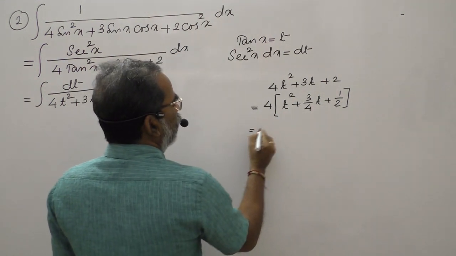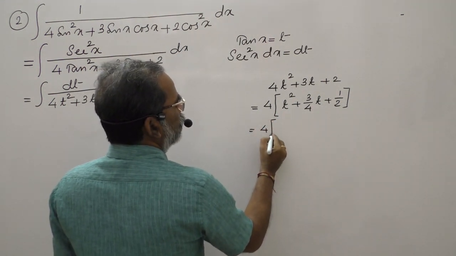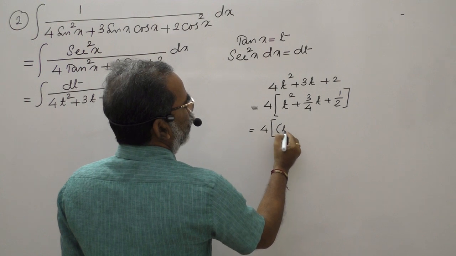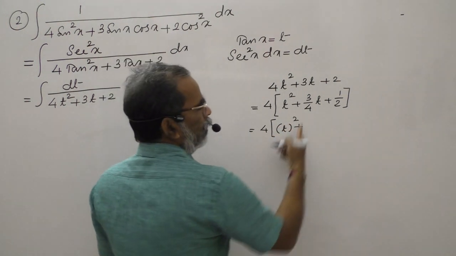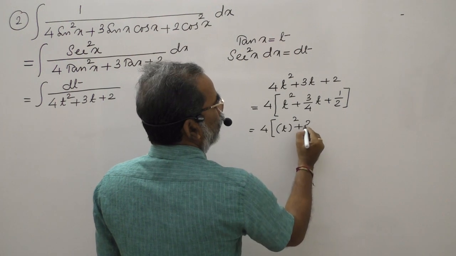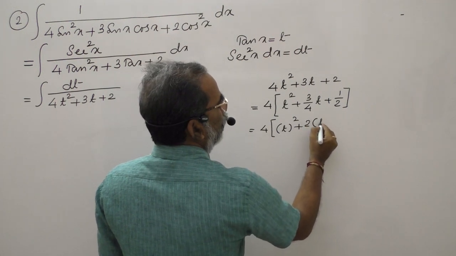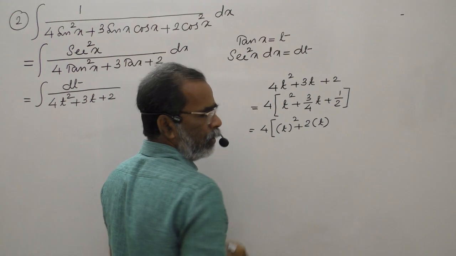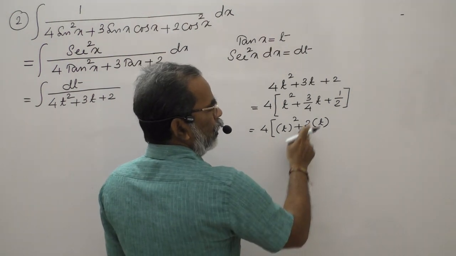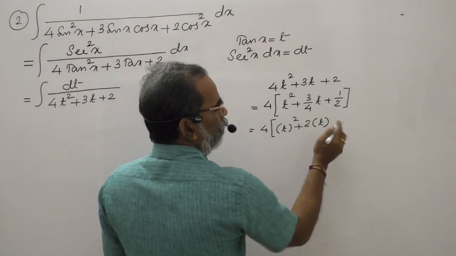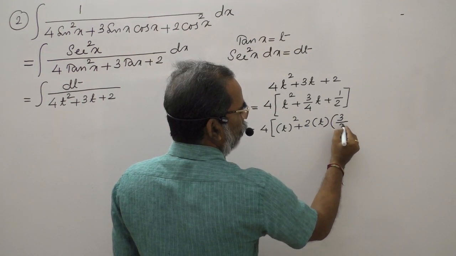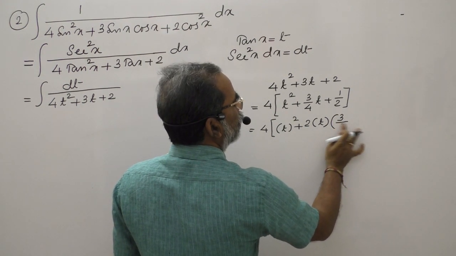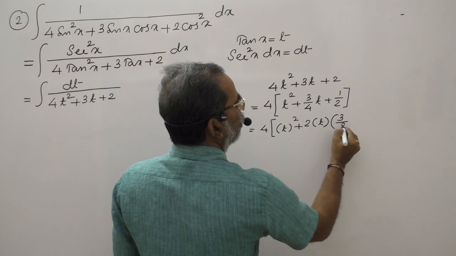Yes. Now I will try to express this as a perfect square. What is this? T square. We need 2ab. There is no 2 in the numerator. Therefore, I multiply and divide by 2. 2 into t, I wrote. I have to divide, no? Therefore, this becomes 3 by 4 by 2, that means 3 by 8.